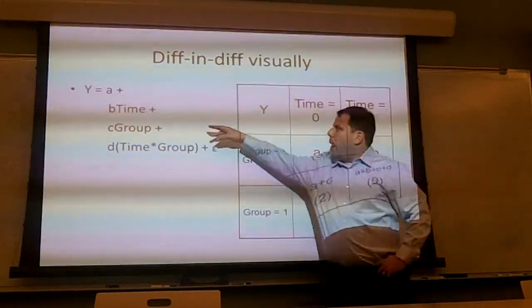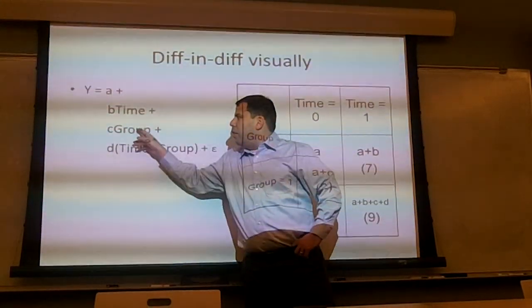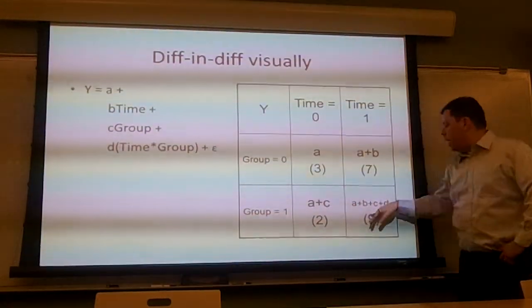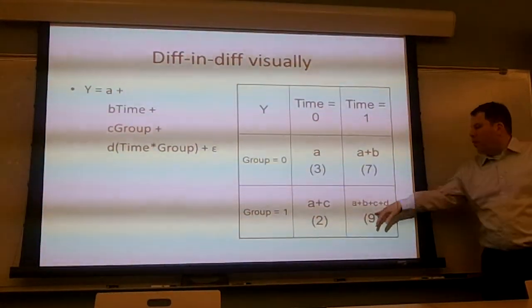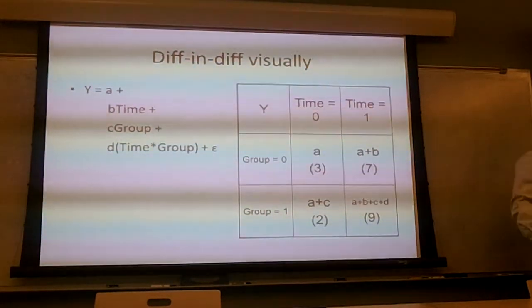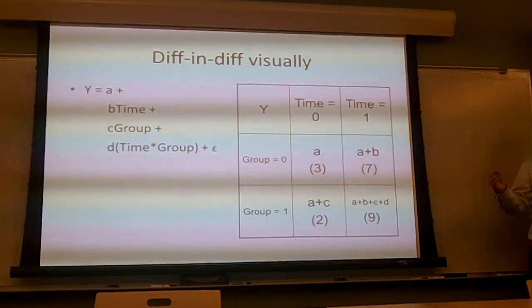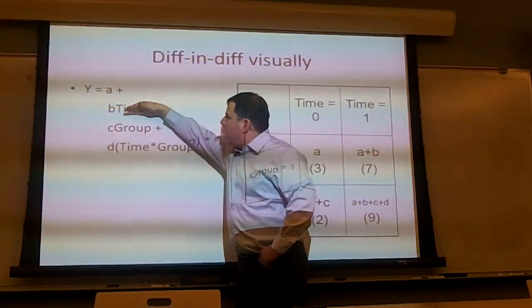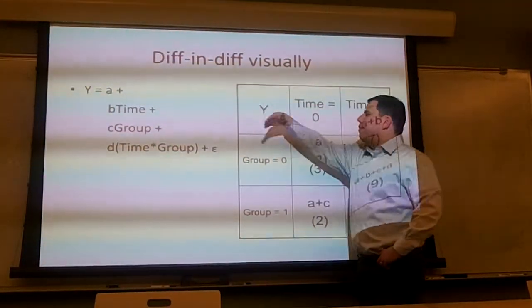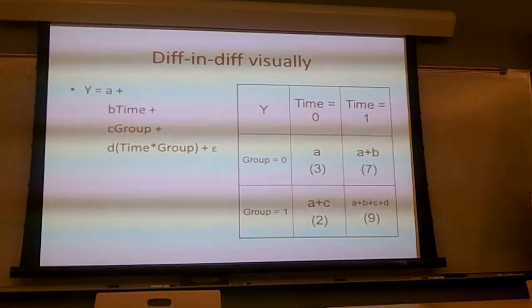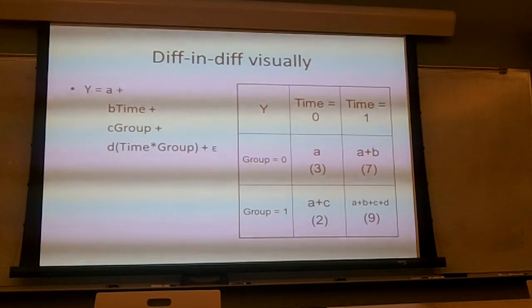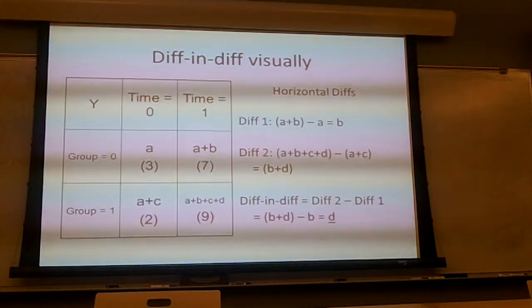In time 0, they get the intercept and they get the group coefficient, but they don't get time because that's 0. And then finally, in the bottom right corner, when both of them are equal to 1, they get the sum of all 4 coefficients. What we're saying is that in the absence of a treatment effect, these are a linear combination. It's pretty apparent, I think, visually. If it's not, I'll do it a few more ways to make it clear.